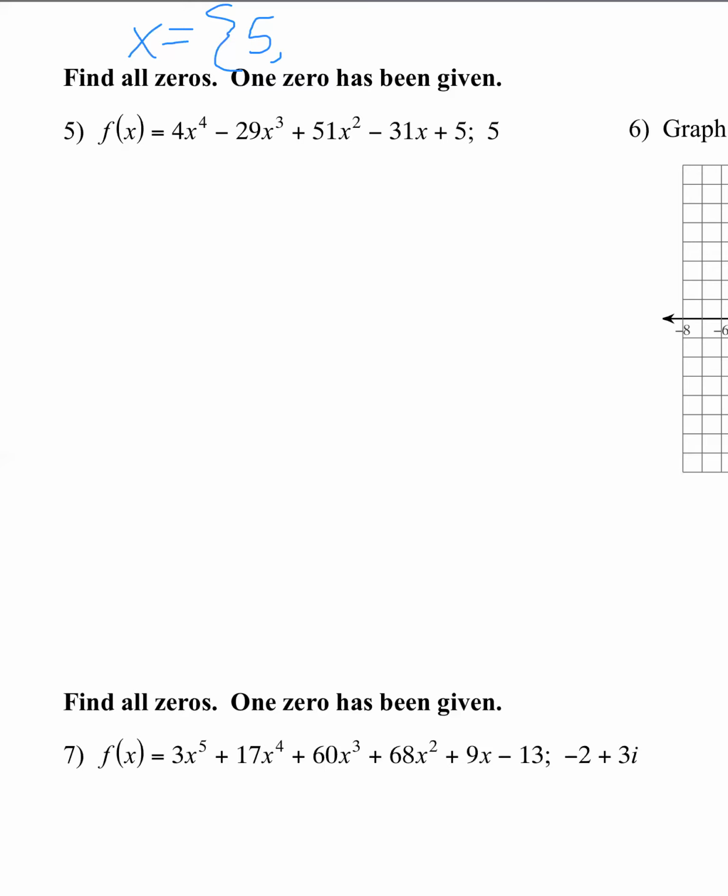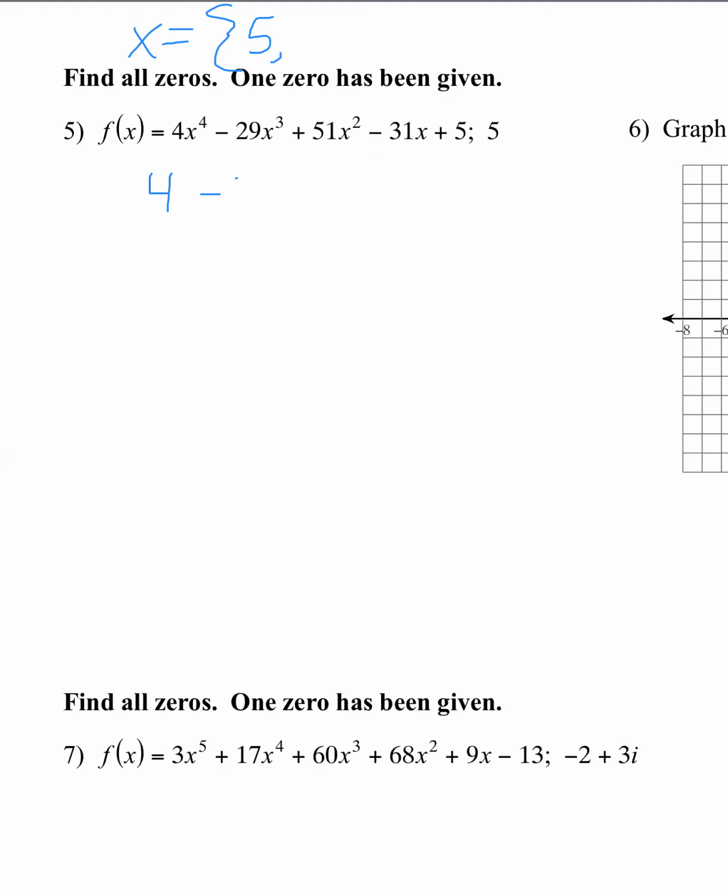So first I take a look at what's here. And if this were 4 terms, I might try and factor by grouping. I'm going to look and see, can I factor anything out of this? No, so there's really nowhere I can go. So the only thing I can do is take that 5 that they gave me and do synthetic substitution and see what comes out. So let's do that.